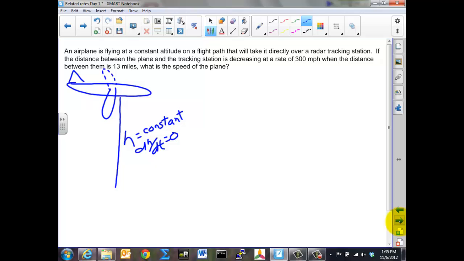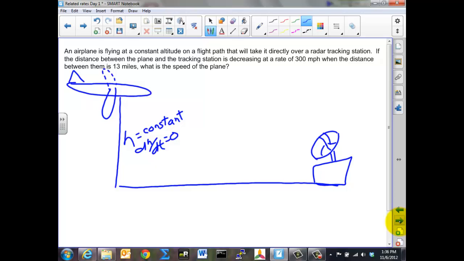And it's going to take it directly over a radar tracking station. Now let's see. We'll call this building here our radar tracking station. And it has some kind of something like that on it. How do I make this thing look like it's maybe something like this? I don't know. It looked better to begin with, didn't it? And there's our radar tracking station, okay? There's the radar on it. It's tracking it.